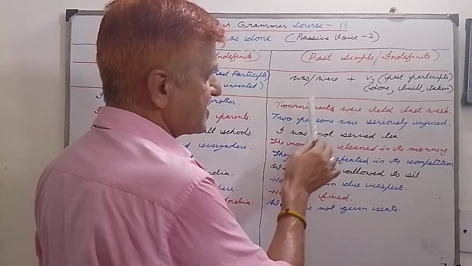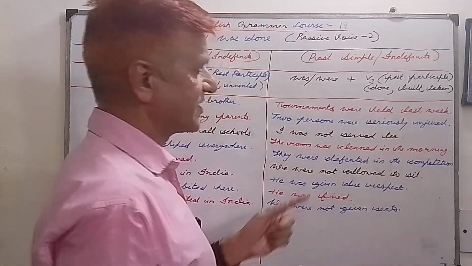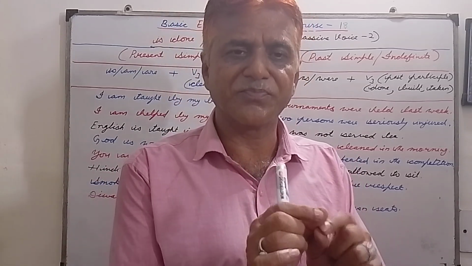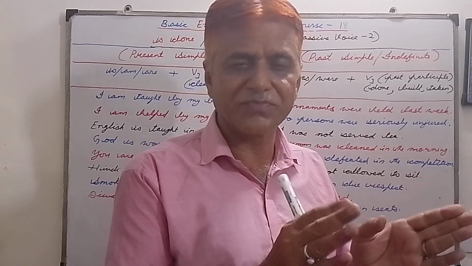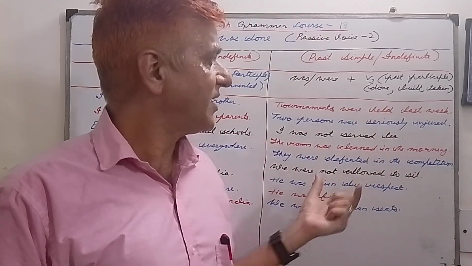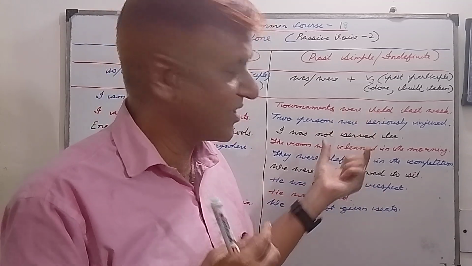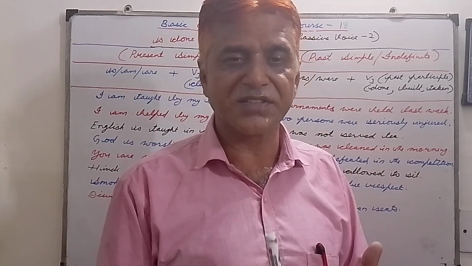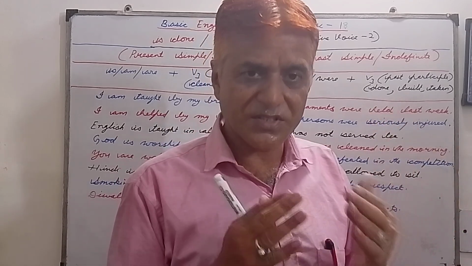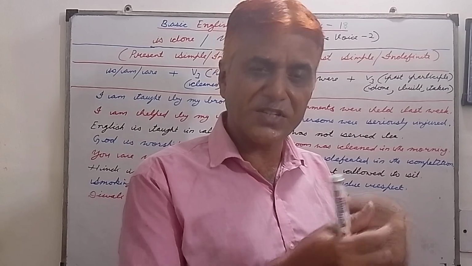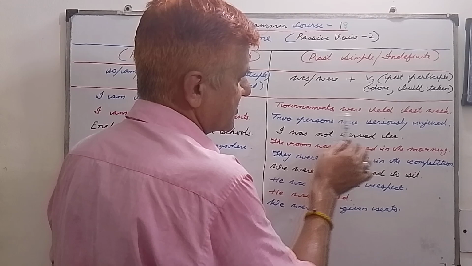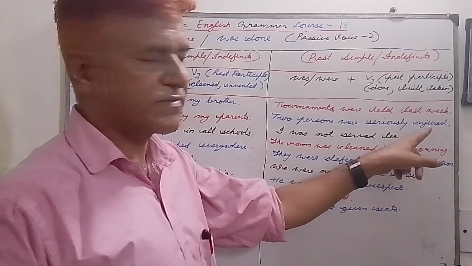First sentence: Tournaments were held last week. And you must know the third form of verbs. If you don't know the three forms of verbs, you can't learn passive voice, because the first condition is the knowledge of the third form of verb. So knowledge of three forms of verb is very, very important in passive voice. Two persons were seriously injured. Injured is the third form.